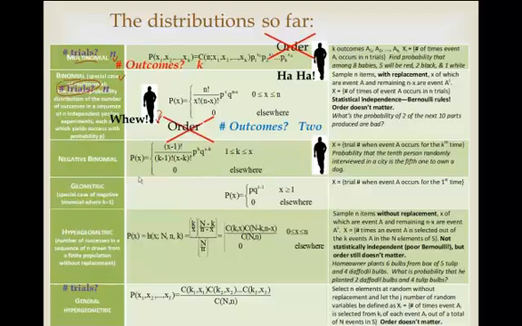So now let's look at negative binomial. Do the odds change? Do P and Q change?